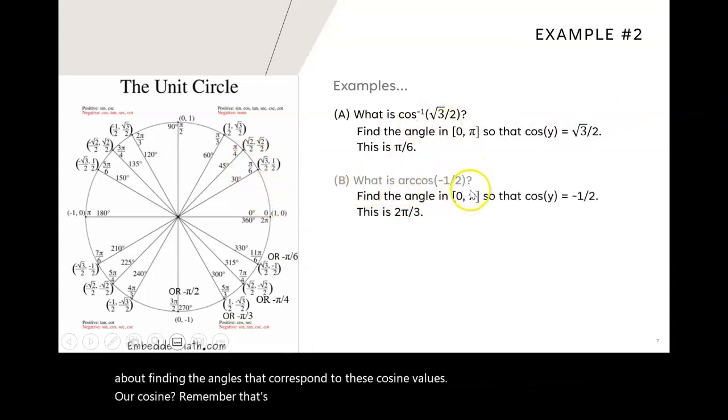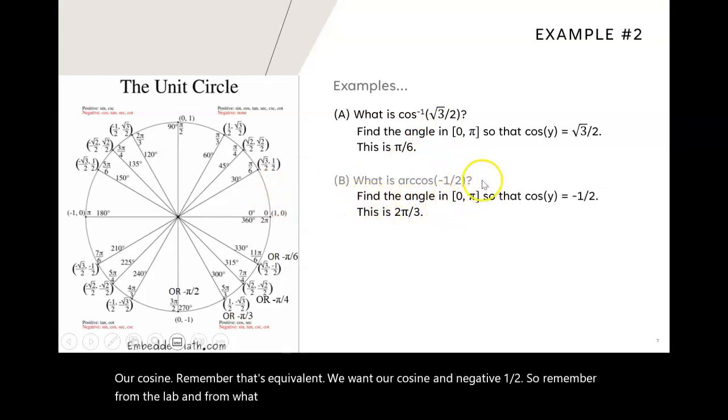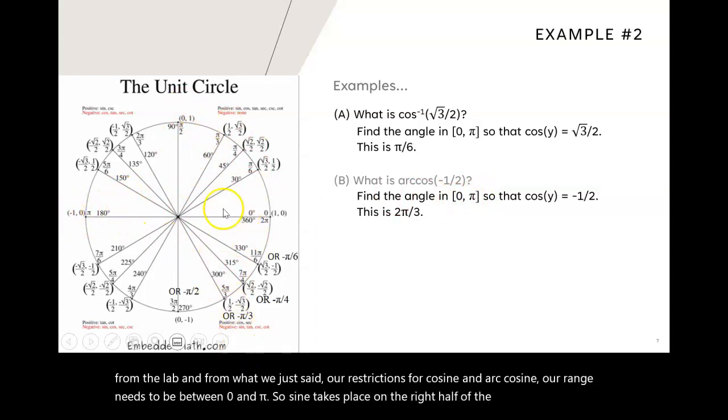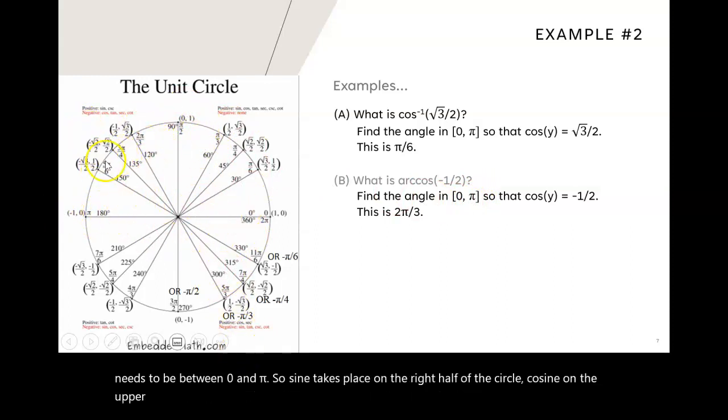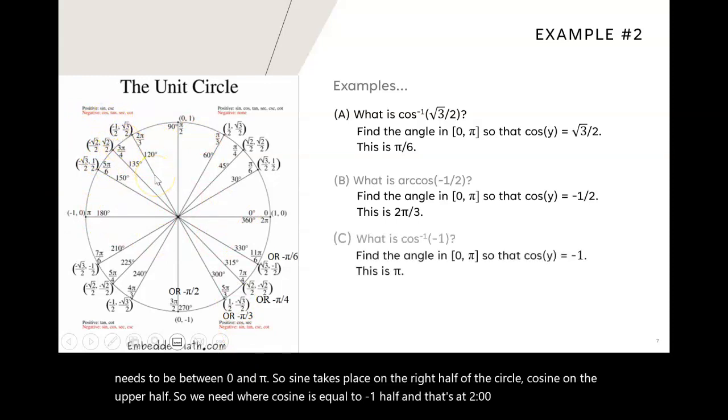We want arc cosine of -1/2. So remember from the lab and from what we just said, our restrictions for cosine and arc cosine, our range needs to be between 0 and π. So sine takes place on the right half of the circle, cosine on the upper half. So we need where cosine is equal to -1/2, and that's at 2π/3.